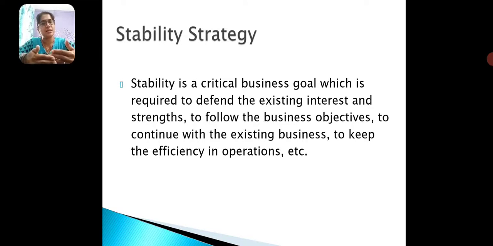The advantage is less risk, and investment need not be extra because they are not doing anything extra, they are just maintaining it. They also gain expertise over a period of time because they are doing the same thing year after year. It is less risky, and it can cope with economic downturns.